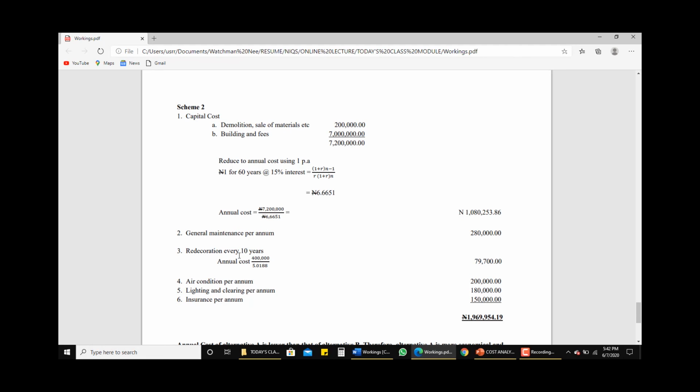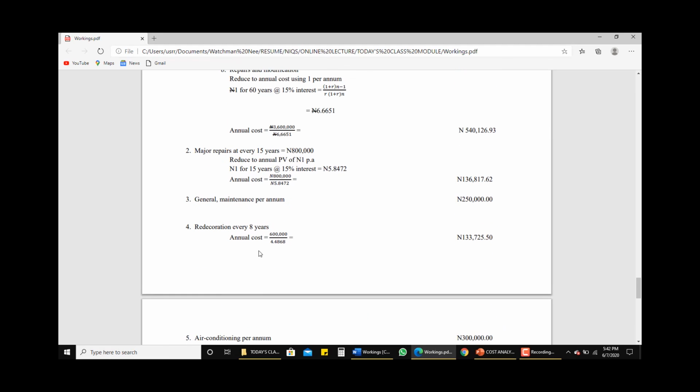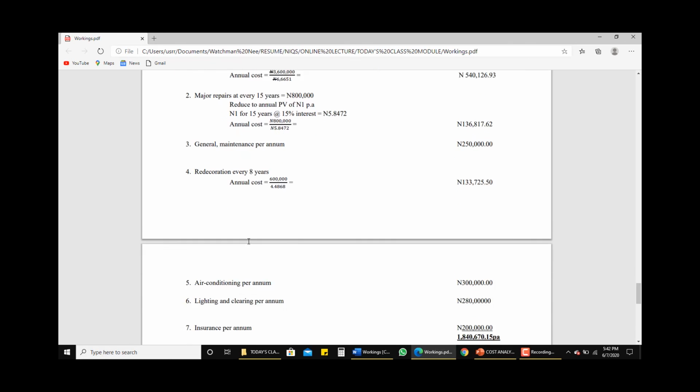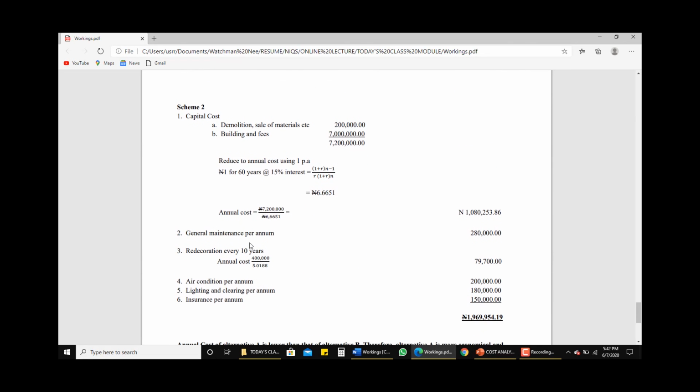Then the redecoration. You could see that there's a difference between the cost variables, the expenditure of scheme 1 and scheme 2, and that's why I've been emphasizing that this is about application and not just cramming. Because for instance, in scheme 1 we have major repair every 15 years. In scheme 2, there won't be a need, based on the design, for major repair every 15 years, so you necessarily don't have to include it. So it depends on the scheme, it depends on the design.